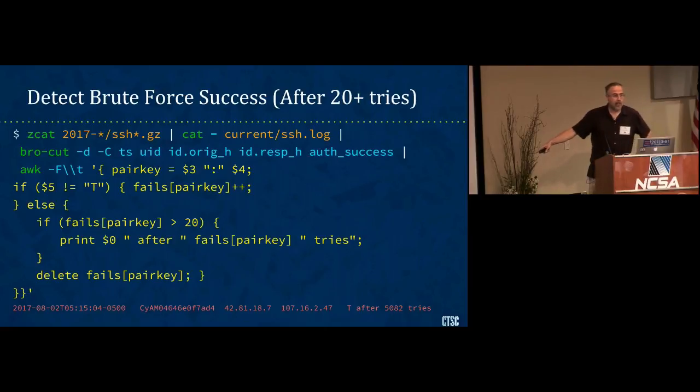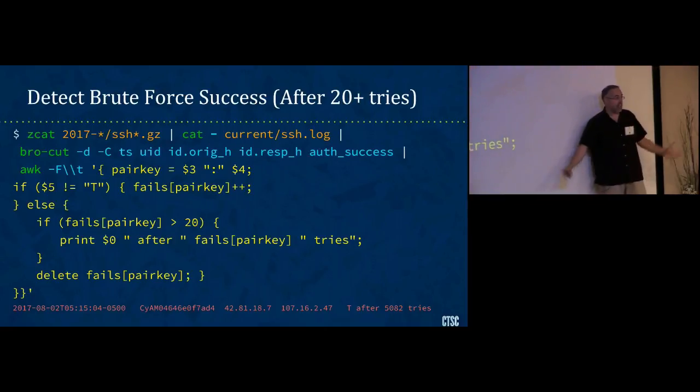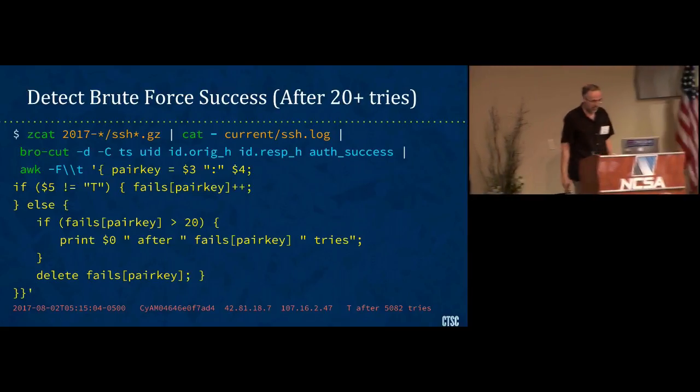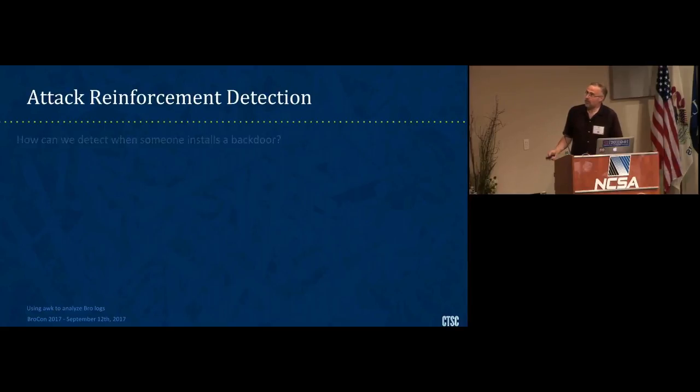And wow, that was fast. So this one succeeded after 5,082 tries. So yeah, that's probably not a good thing. That probably means somebody failed, some username was in the top 10,000 dictionary or something like that, some password for a user.